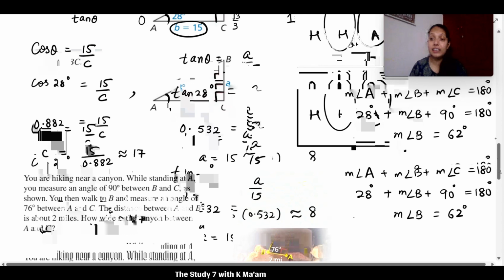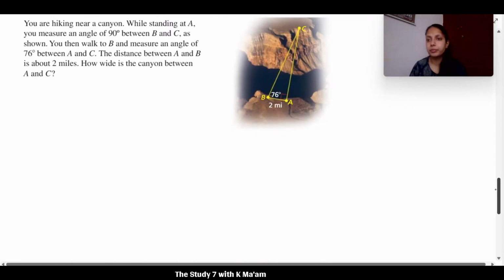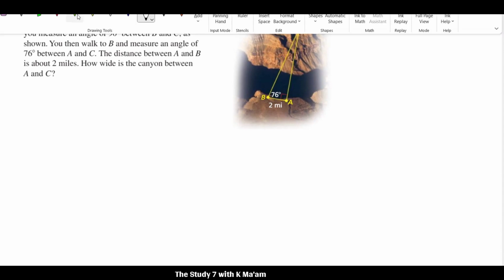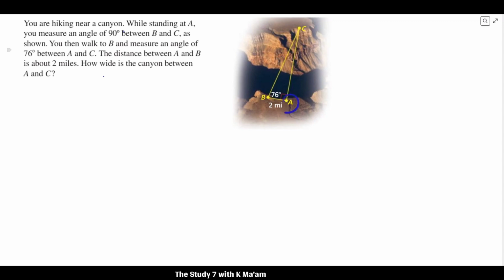Okay. See the next question. In this question, it says you are hiking near a canyon while standing at point A. So this is the point A. You measure the angle 90 degrees between B and C. So this is the 90 degree angle. You then walk to point B. So that person is moving like this. And measure the angle between A and C, which is 76 degrees. So this is a 76 degree angle.